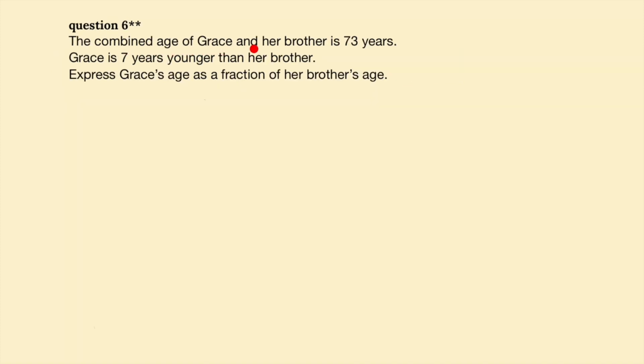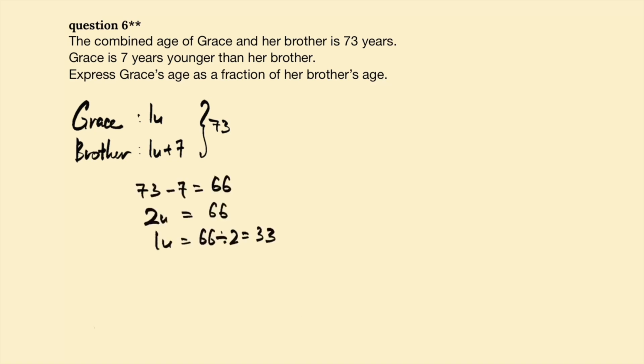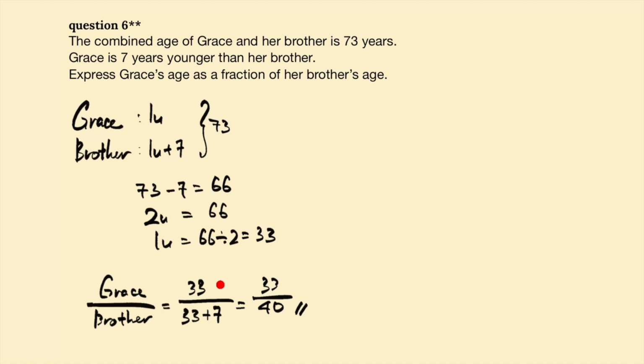The combined age of Grace and her brother is 73. Grace is 7 years younger than her brother. Okay, with that we can do something about it. Well, Grace is 7 years younger, also means the brother is 7 years older. The sum is 73. We can form an equation here. 2U, we take 73 minus 7, that's 66. That's 2 units. 1U is therefore 33. Well, what's Grace's age? It's definitely 33. And what's Grace's age as a fraction of her brother's age? So of tells me the brother's age will be the denominator, and that would be 40. This is the simplest form, and that's the answer.